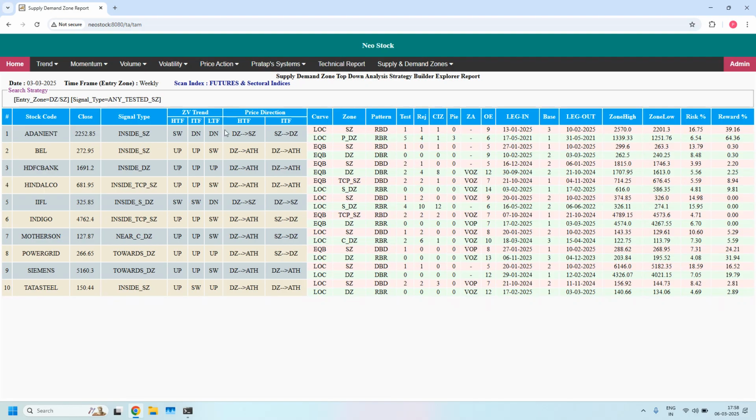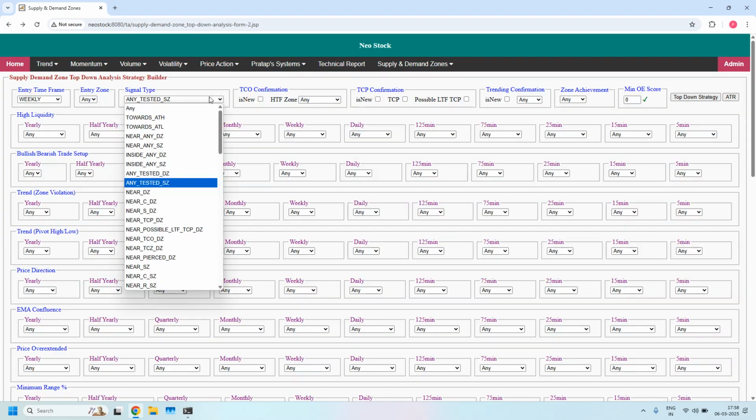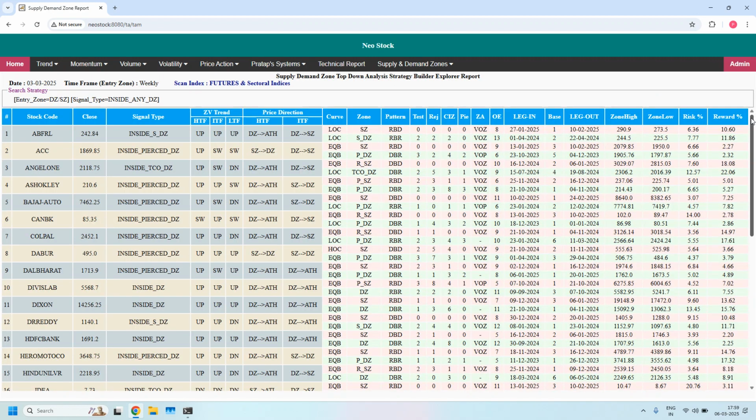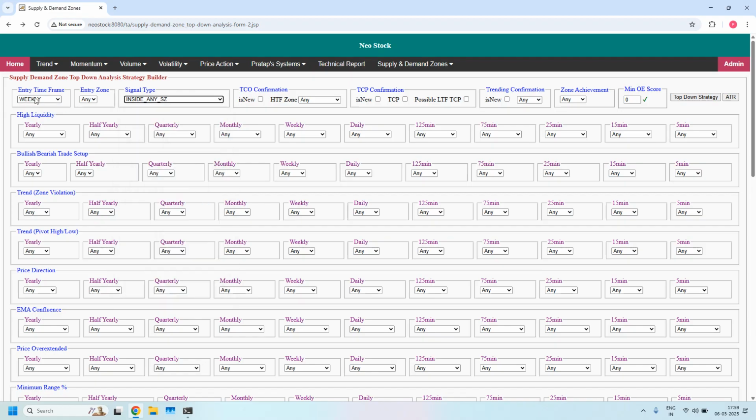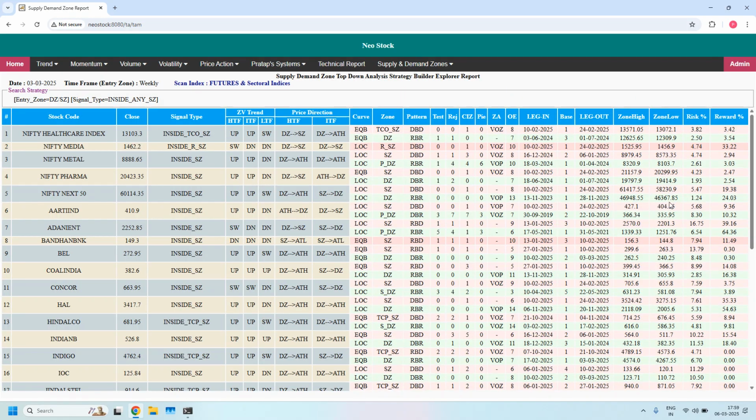Sorry, some mistake I made here. This is not tested. We should look for price closed inside the weekly. Previously also we looked into demand zone, and let me cross check once. 37, right? Yeah, perfect. So inside weekly supply zone. For weekly time frame, price closed inside weekly supply zone, we got a big list. First 16 stocks in the list.